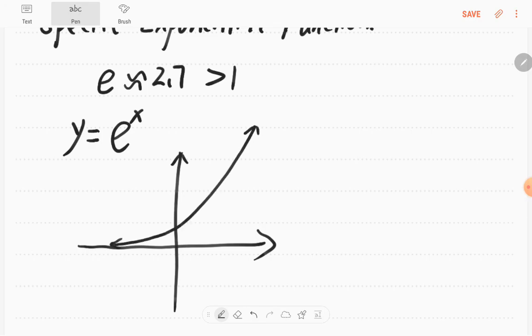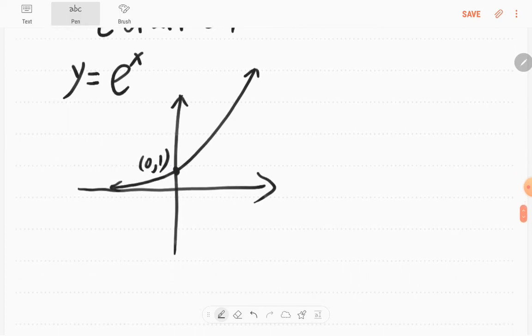Right? It also goes through the 0, 1 point. So you will see this function a lot in many applications. Okay, and you should be able to use this function to calculate some numbers. Okay, so next we want to look at some examples.